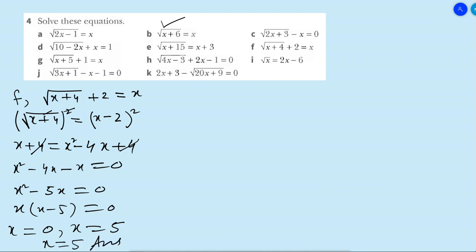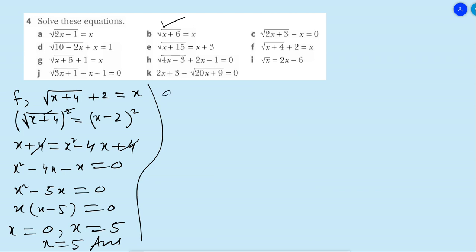If you put 5 in the question, you will get 5 + 4 = 9, root 9 is 3, 3 + 2 is 5. 5 equals 5. But if you put 0, you will get 2 + 2 = 4, and 4 cannot be equal to 0. Okay, so always check whenever you solve equations involving surds.